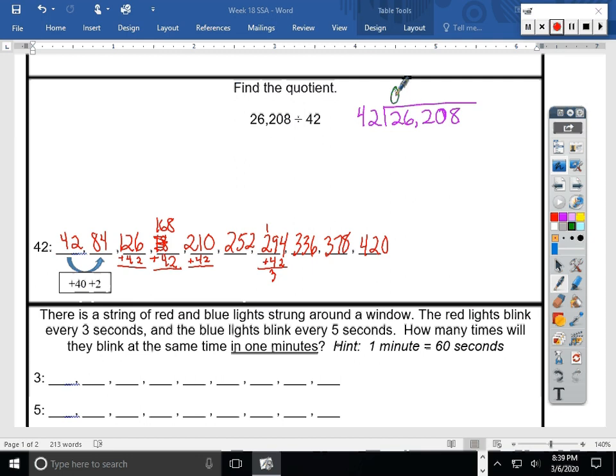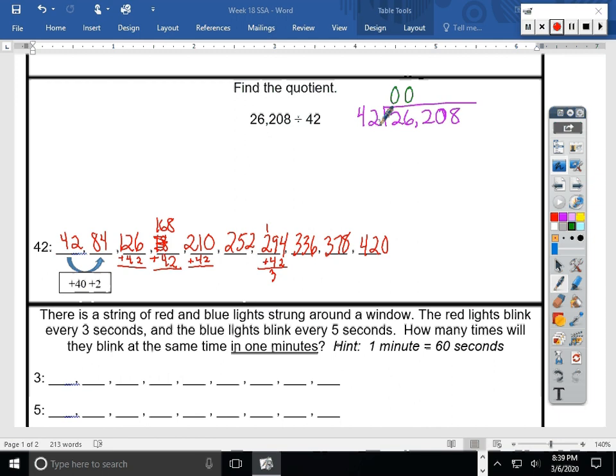Next, I have 26 groups of 1,000. So if I have 26, am I able to give you 42 of them? Not very easily, so I'm going to put a 0 up top and say let's try the next place value. What if I treated this instead like 262 hundreds? So this is in the hundreds place. If I have 262 of something, could I give you 42?